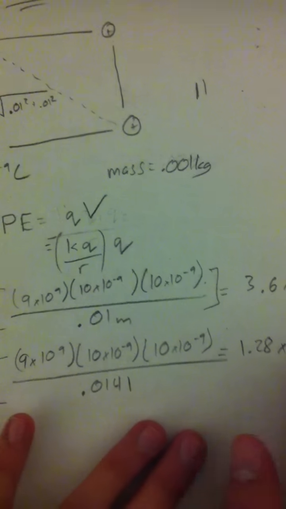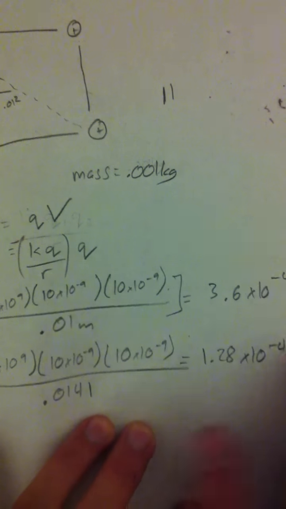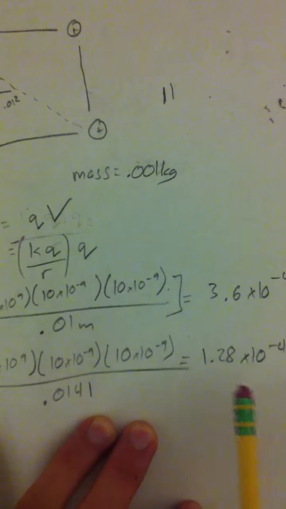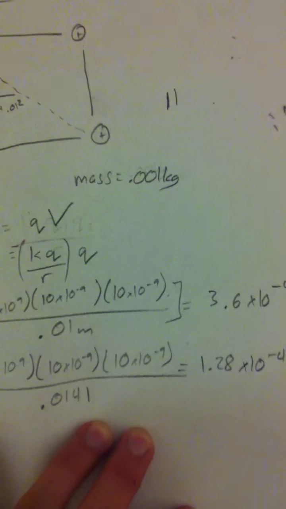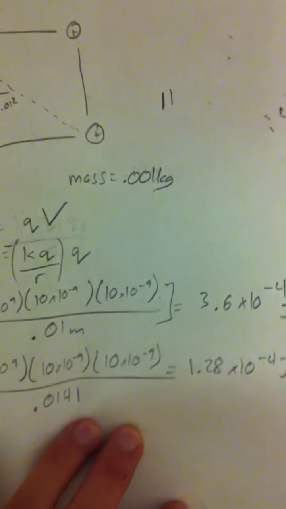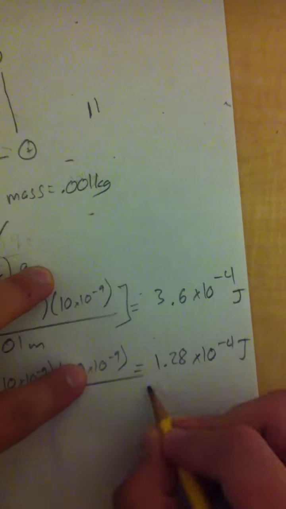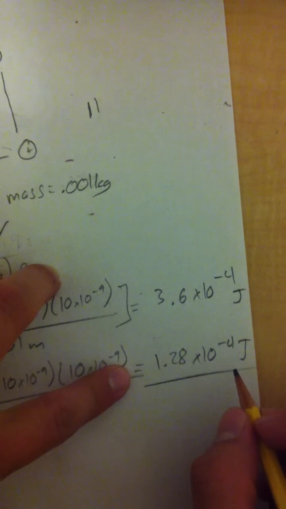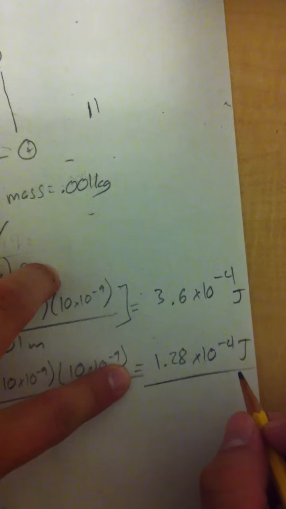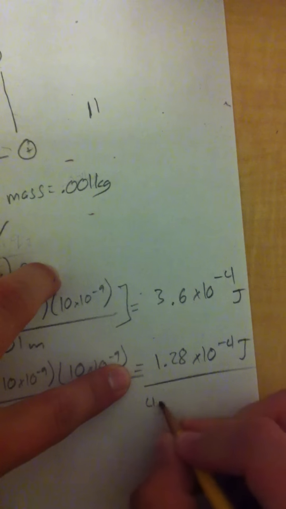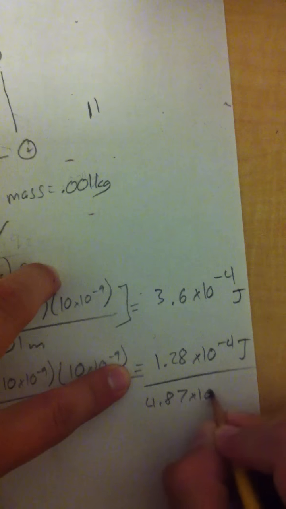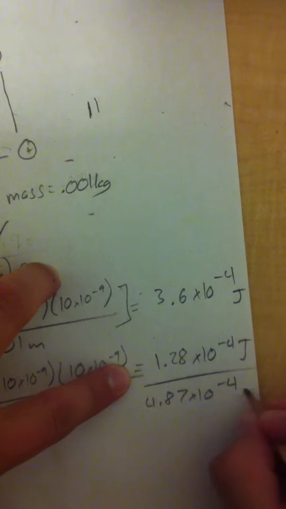So now that we know the total potential energy of this system, we can set that equal to the kinetic energy, and from there we can solve for V. So add these 2 up together to get our total potential energy. It's going to be 4.87 times 10 to the negative fourth joules.